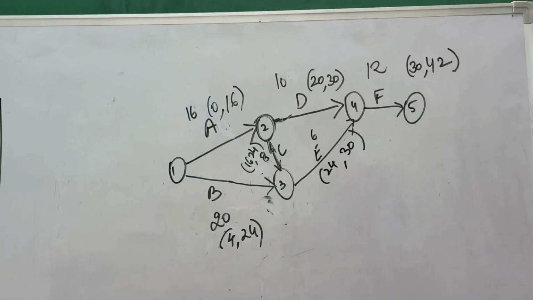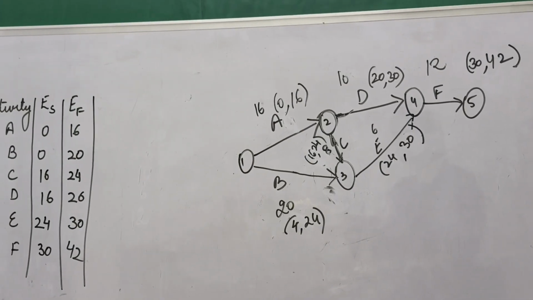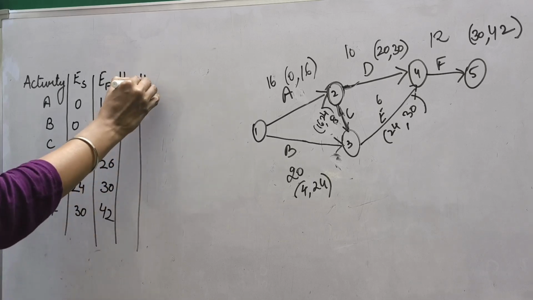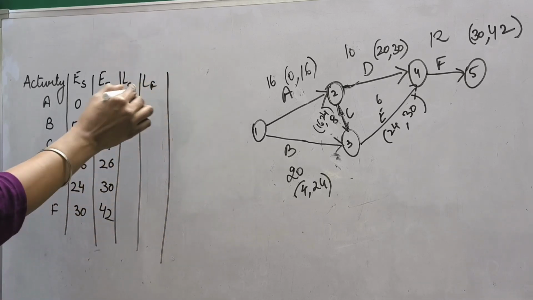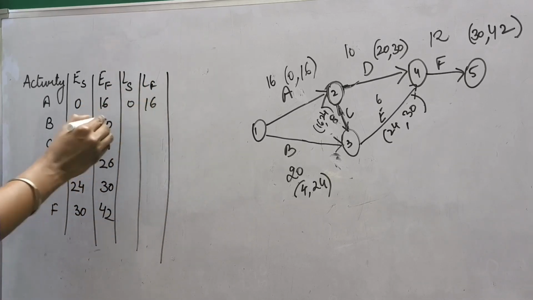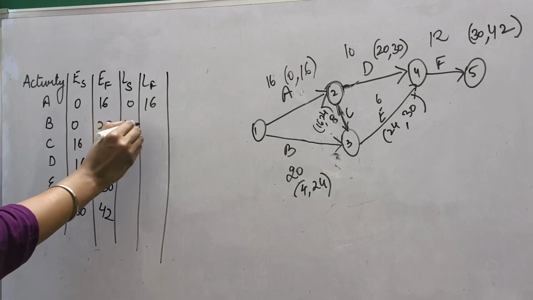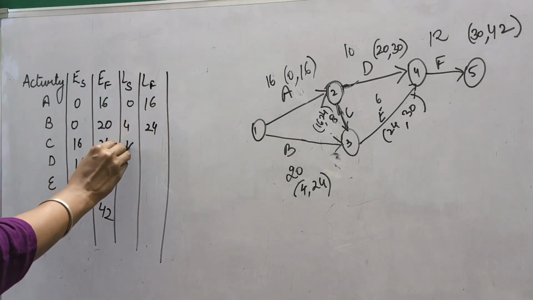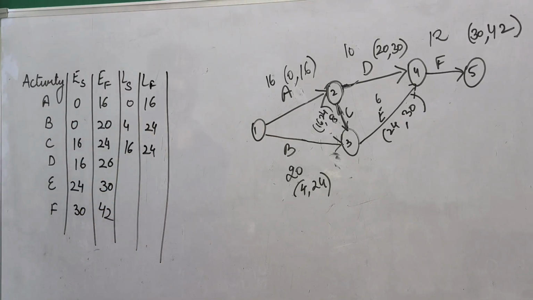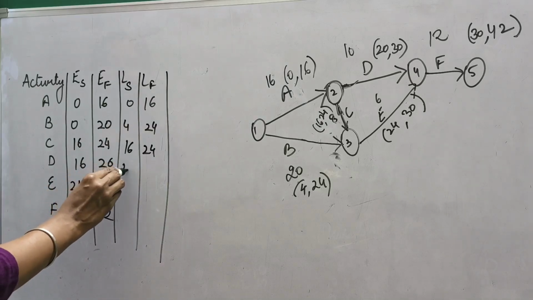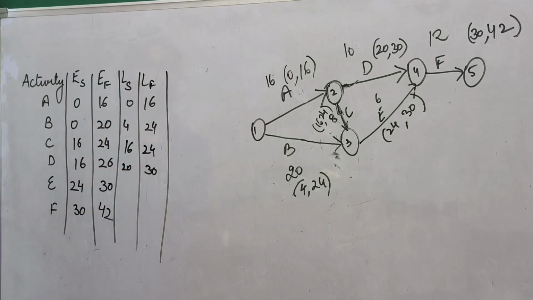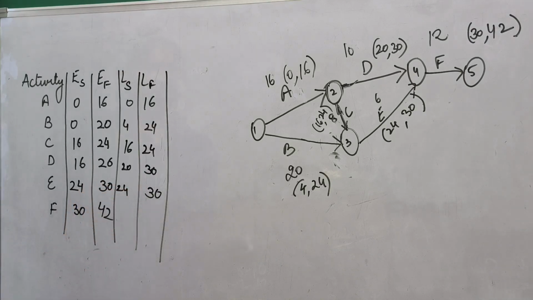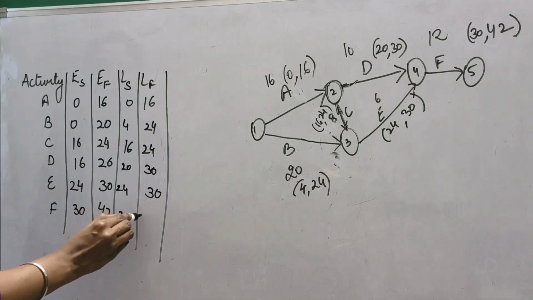Let us just note it down at our table first. Latest start and latest finish. For A activity, it has come out to be 0, 16. For B activity, 4 and 24. For C activity, 16 and 24. For D activity, 20 and 30. For E activity, 24 and 30. And for F activity, 30 and 42.